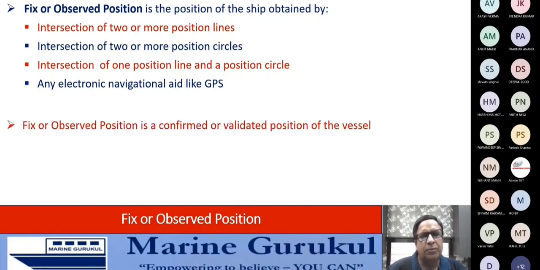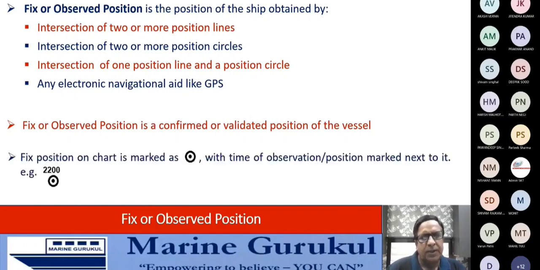A fixed position or an observed position is a confirmed or validated position. It's represented on the chart with a symbol of a dot and the circle surrounding it. The dot in the center represents the position of the ship. And if we want to indicate the time for which the fix has been marked, it can also be indicated against the symbol, as you can see on your screen out here.